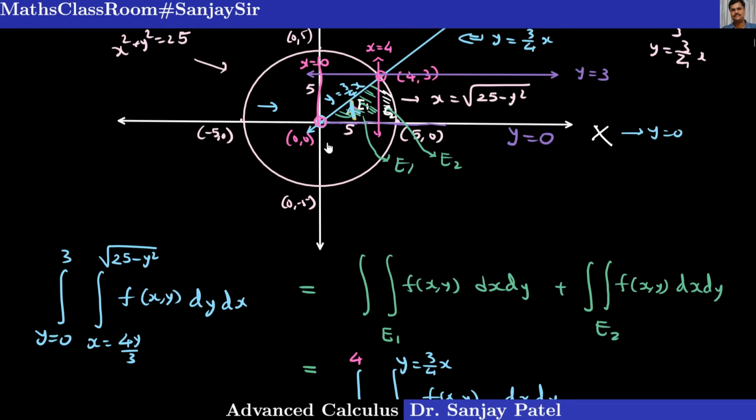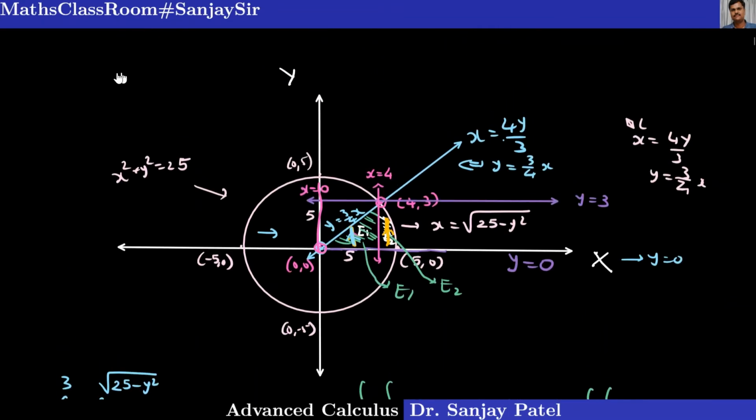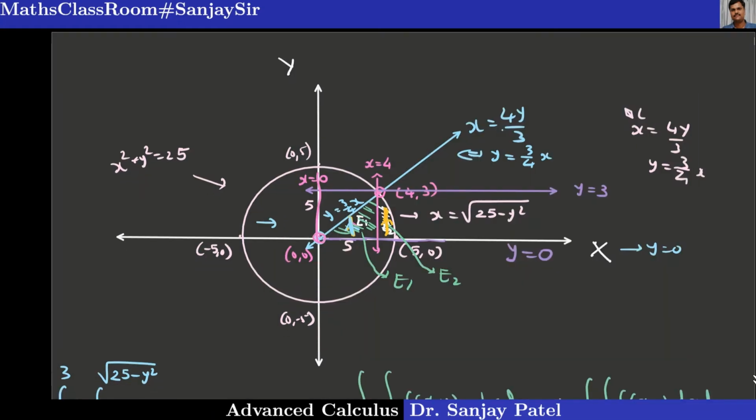And in the same way for the region E2, I must take a strip parallel to the y-axis if I want to integrate with respect to y first. So we take a strip parallel to the y-axis. Let me make it a little bit bigger so that you can understand.